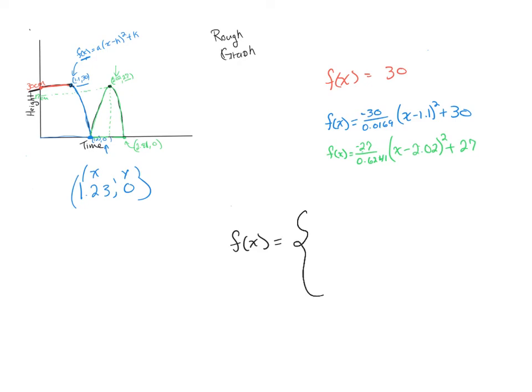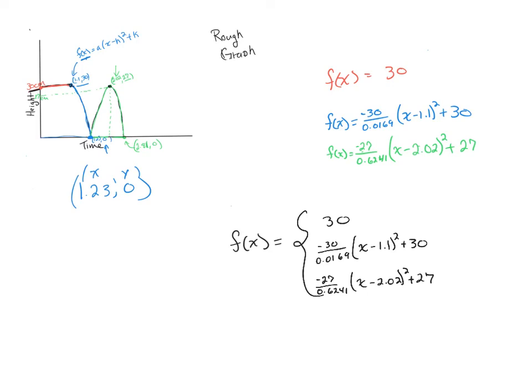So the first line I'm going to have is when f of x is equal to 30. The second one I'm going to have is when f of x is equal to negative 30 over 0.0169 times x minus 1.1 squared plus 30. And then I'm going to have when f of x is equal to negative 27 over 0.6241 times the quantity x minus 2.02 squared plus 27.